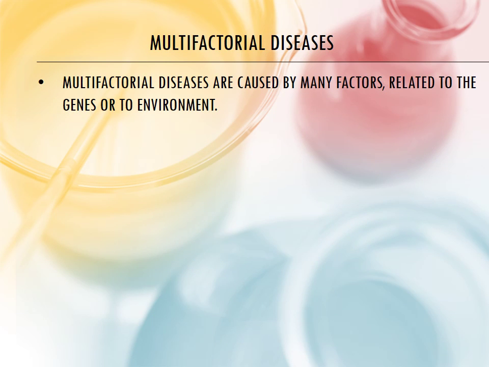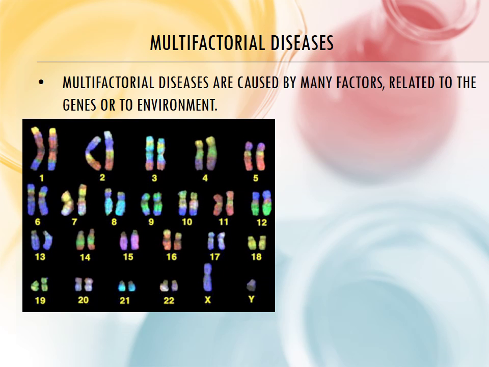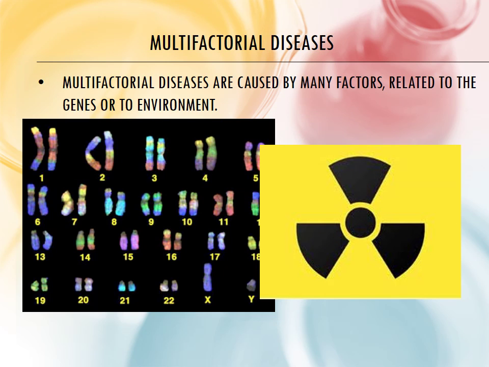These kinds of diseases are caused by many factors, hereditary and environmental ones. There are many illnesses of this type, such as diabetes, asthma, osteoporosis, and hypertension. Diabetes, for example, is caused by the absence of insulin.